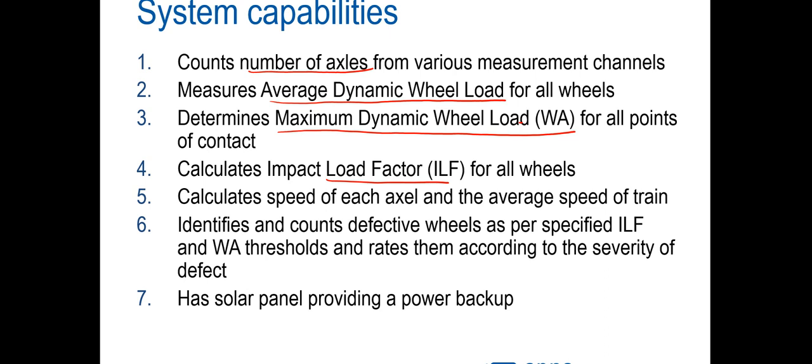Also, because you have these entry and exit sensors, you are able to calculate the speed of each axle and the average speed of the train. And because you're continuously counting the axles, you're also able to find out the exact position of the wheel in which you notice the defect. And this is related to the TXR control, and they can further act on it and detach the coach or get it examined by the en route TXR staff.